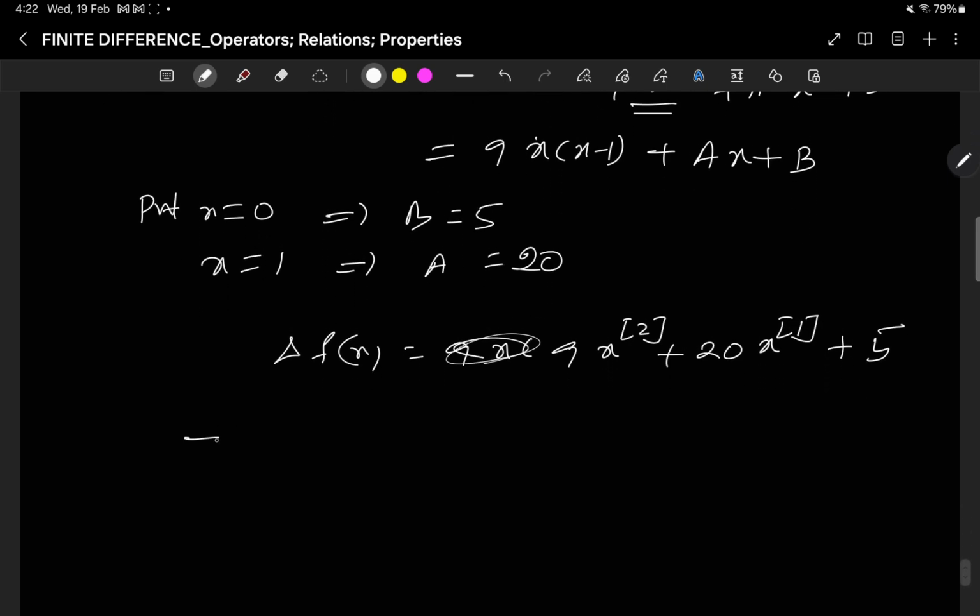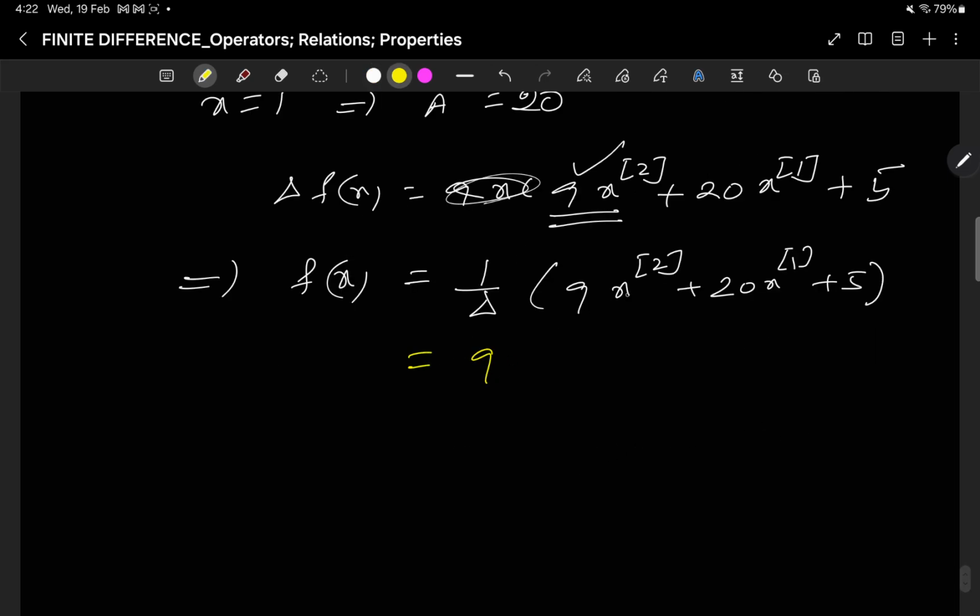Now, what is f(x)? f(x) means the integration of this, that is 1 by del of this. So you see, 9 is the constant.